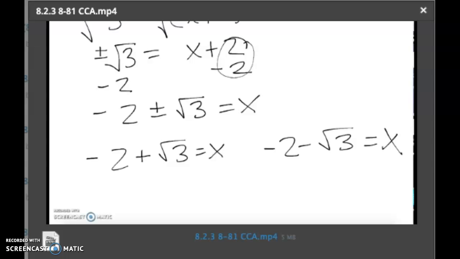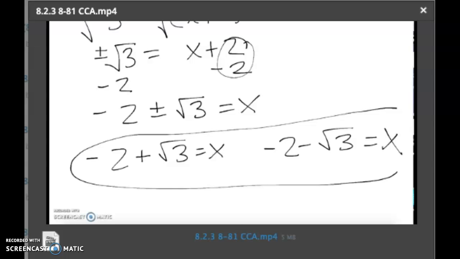So if I needed to go ahead and graph this, I'd have to go ahead and take my calculator and put that in, -2 plus the square root of 3, to get that approximate decimal answer. But this problem was just asking us to find the exact x-intercepts. So there they are, -2 plus square root of 3 and -2 minus square root of 3.